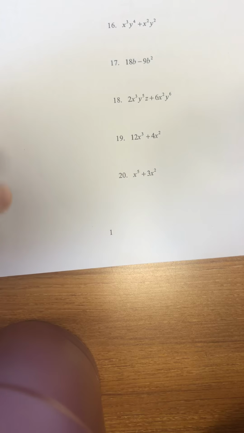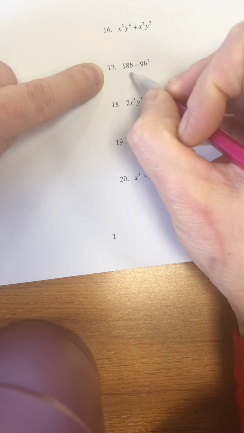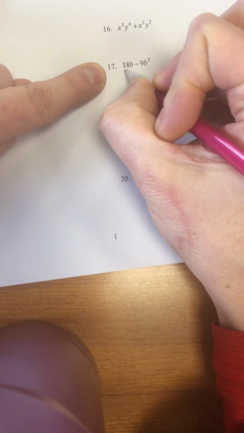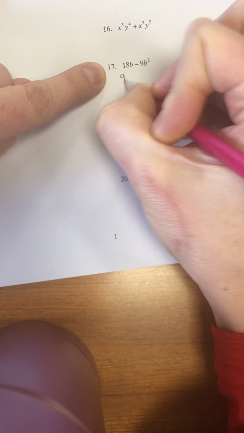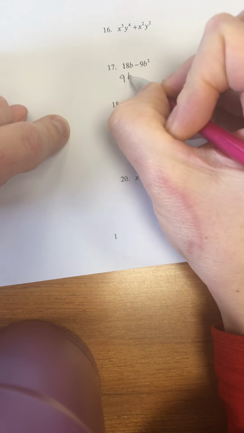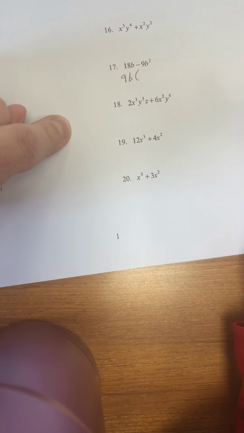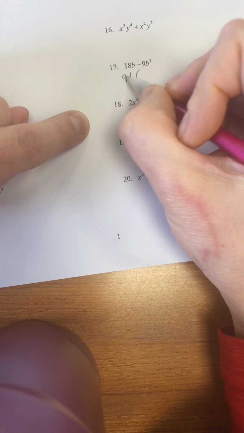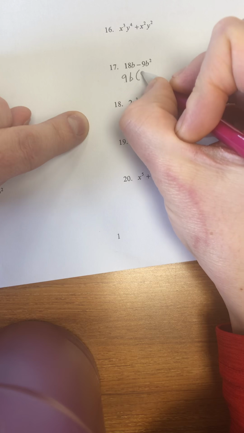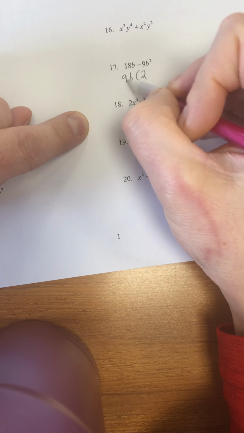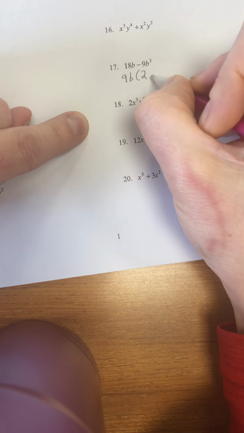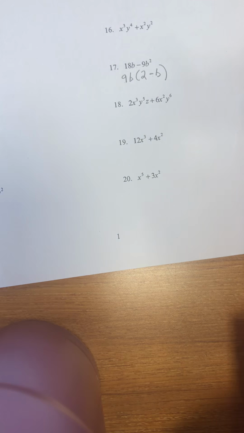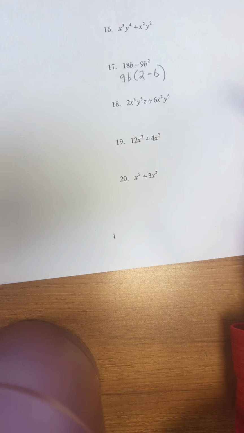So each of these we are looking for a GCF. So if I look here at 17, this is a binomial. So what is the GCF of 18 and 9? That would be 9. It's the biggest number that goes into 18 and 9. And also for the variables, I have a b and a b squared. So b would be the GCF. This is the opposite of distributing. So 9b times what gives me 18b? That would be 2. 9b times what gives me negative 9b squared, and that would be negative b. So that is how I could factor this binomial.